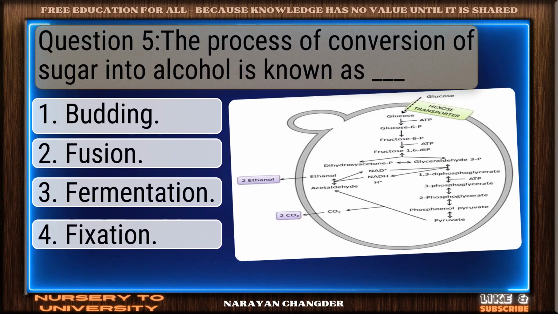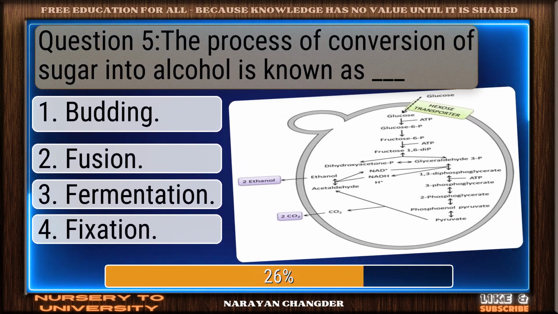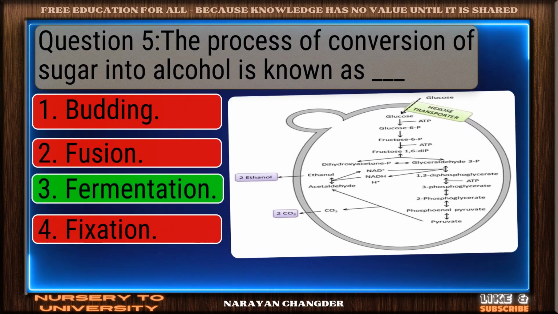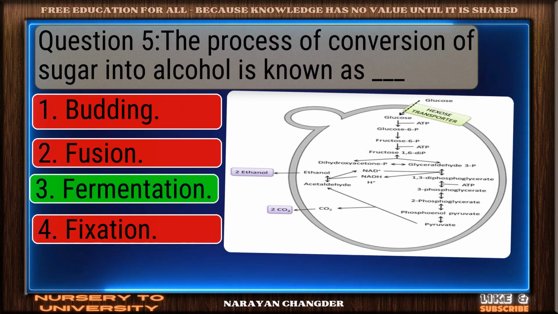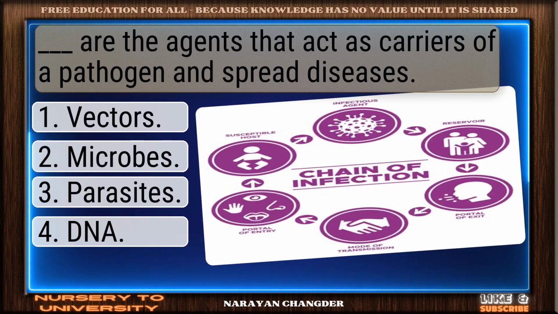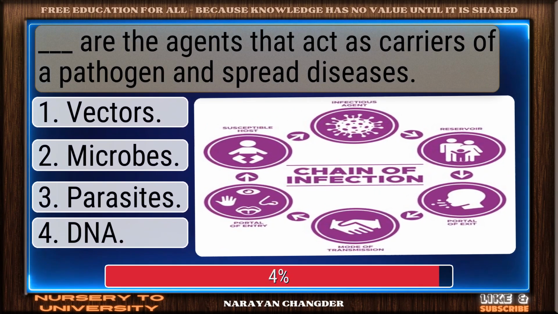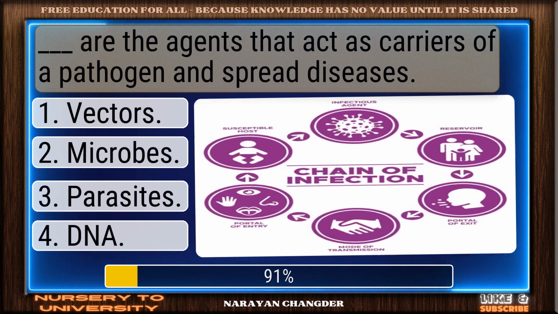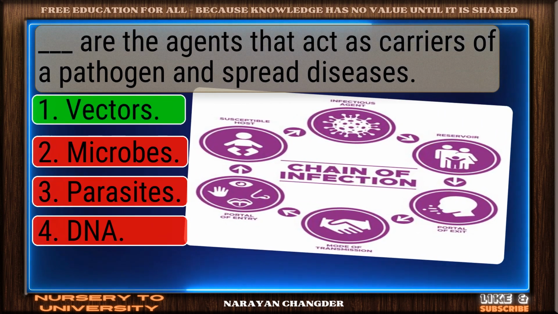Question 5. The process of conversion of sugar into alcohol is known as dash. Smart move. Fermentation is an accurate answer. Dash are the agents that act as carriers of a pathogen and spread diseases. Correct response. Vectors is the most accurate answer.